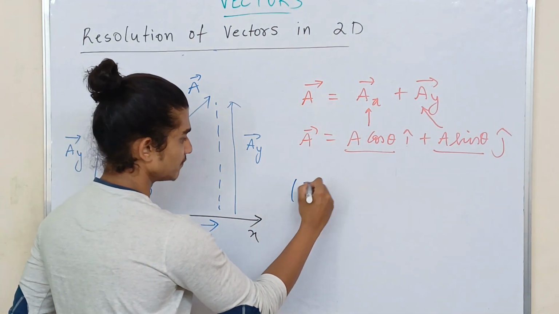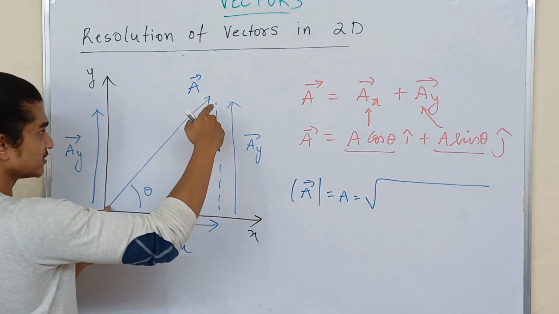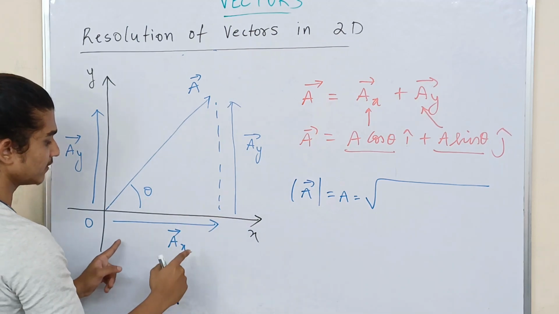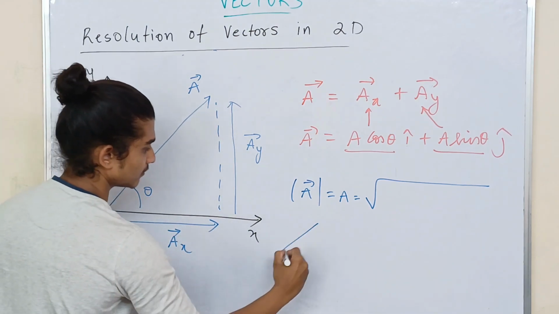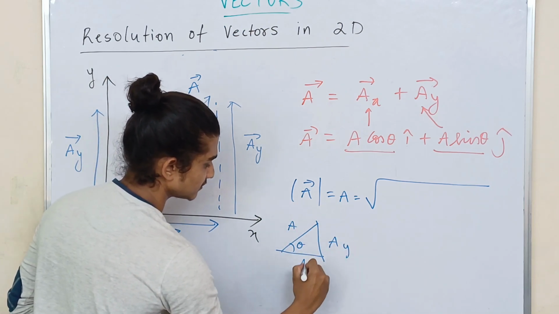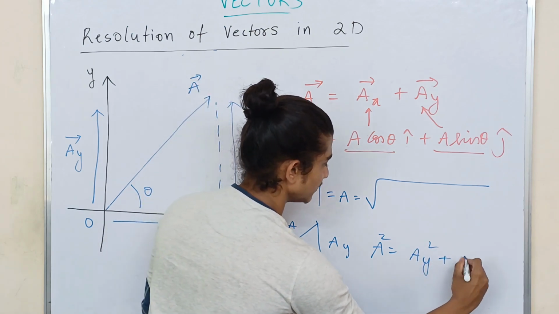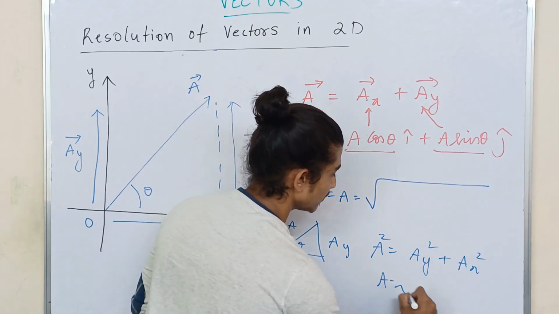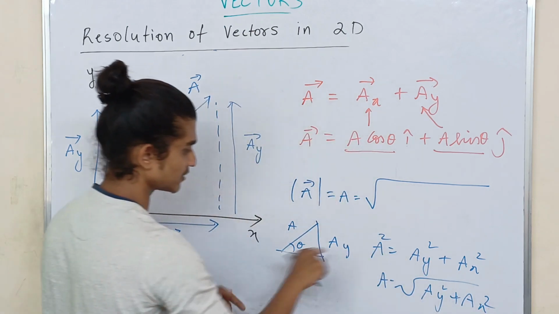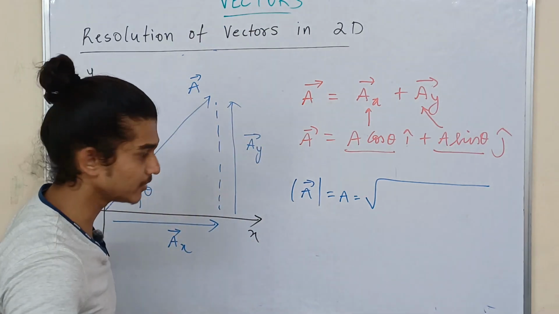So the magnitude of a, or simply a, is equal to the square root of, as you can see, this is the hypotenuse and these are the two sides. Using Pythagoras theorem, I'm going to take this triangle over here. So this is my theta, this is a, this is ay and this is ax. So a square equals ay square plus ax square, and a equals the square root of ay square plus ax square.